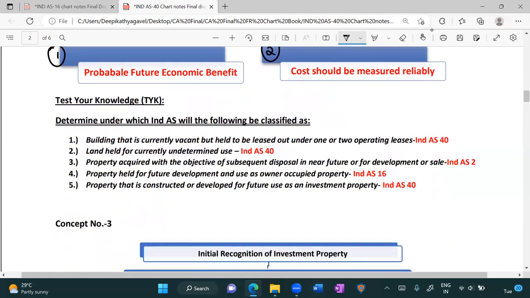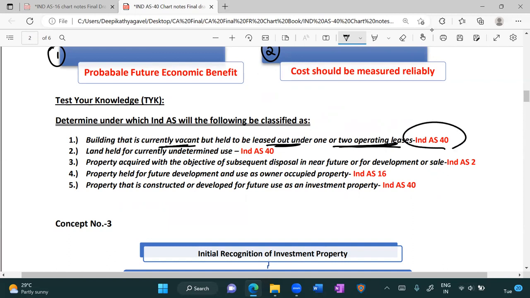Next is a special note. We'll just see what are the different standards that will apply to properties in different situations. Let's go with the first example. It says a building that is currently vacant but held to be leased out under one or more operating leases, right? It is currently vacant, but what is it held for? For being leased out. So if it is held for being leased out, then which standard will apply? IND AS 40 investment property will apply, right?